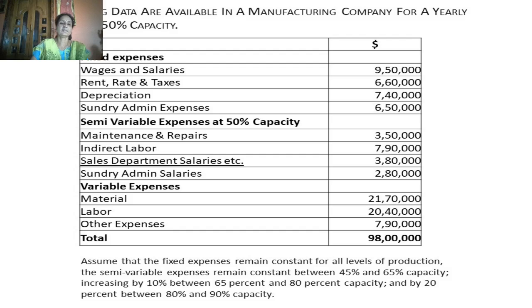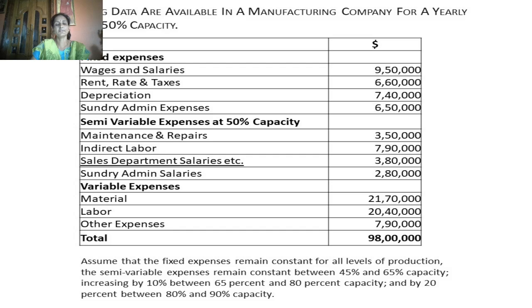For fixed expenses, they have given details regarding wages and salaries, rent, depreciation, sundry administration expenses. Semi-variable is a combination of both fixed and variable, and in that they have given maintenance and repairs, indirect labor, salaries, then administration salaries. Variable is the expenses which vary as the production differs. So this you have to calculate as per the output manufactured in that particular period.